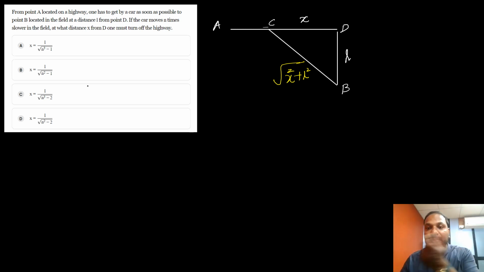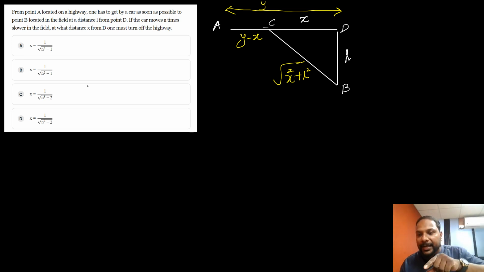Similarly, what's the total distance? Let AD, A to D, be taken as some distance. So let the distance be y. From A to D my distance is y, and from C to D my distance is h. That means the distance AC will be y minus h. It's clear. So A to C is on the highway, and from C you are reaching the field by the shortest way.